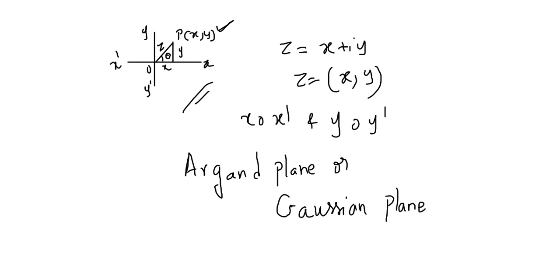The distance of the complex number from the origin is called the modulus of the complex number and is denoted by mod z, which is equal to the square root of x square plus y square.